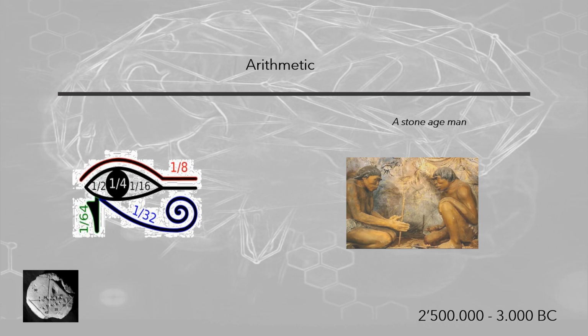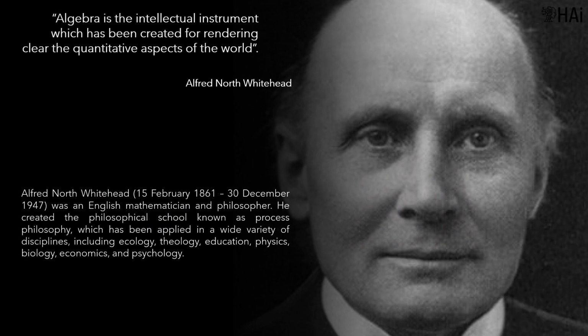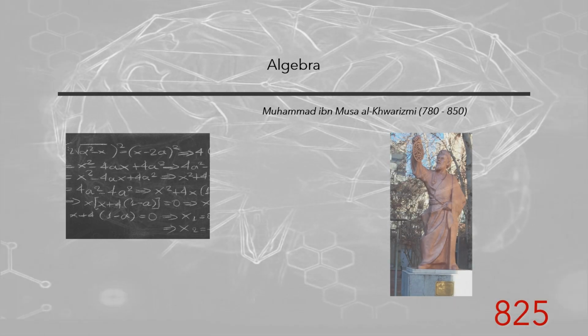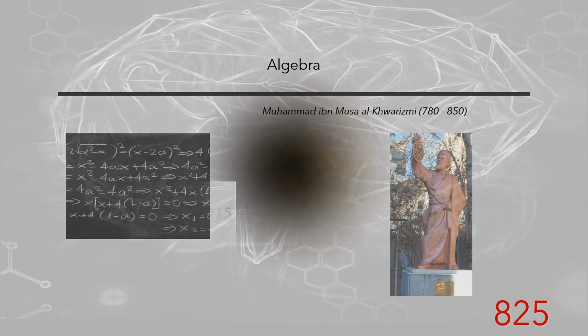The origin of mathematics is arithmetic, which begins its development with the appearance of humanity. Algebra is the intellectual instrument which has been created for rendering clear the quantitative aspects of the world. The appearance of algebra is near the year 800 BC. Many centuries passed since the appearance of arithmetic.